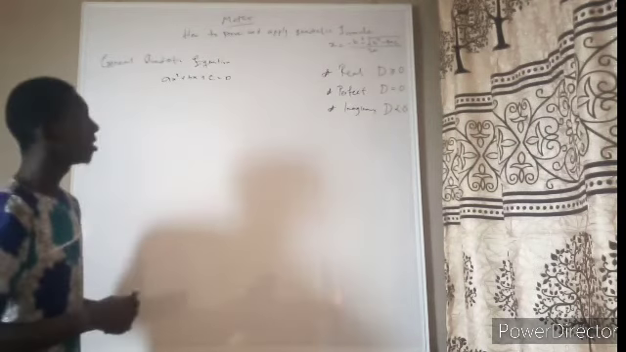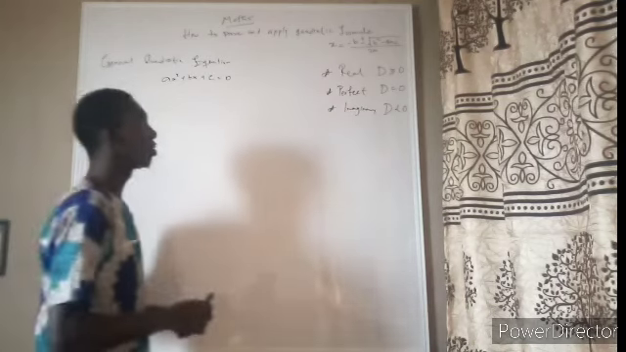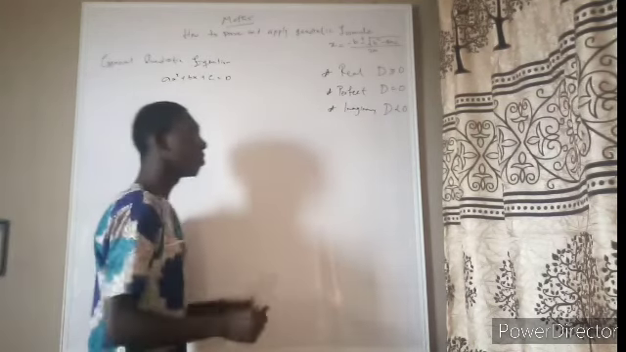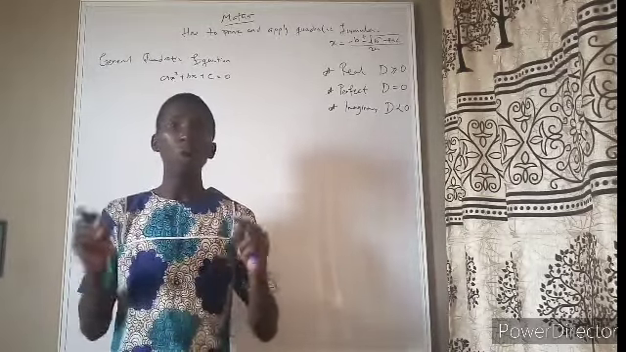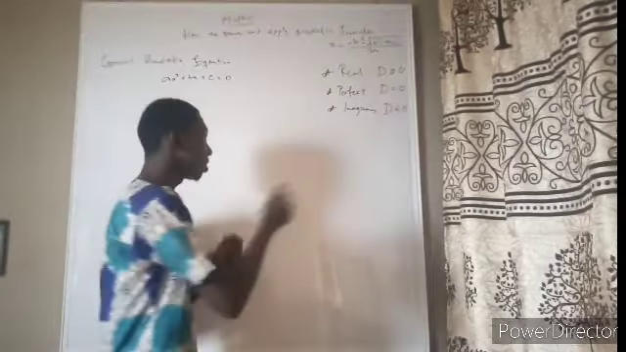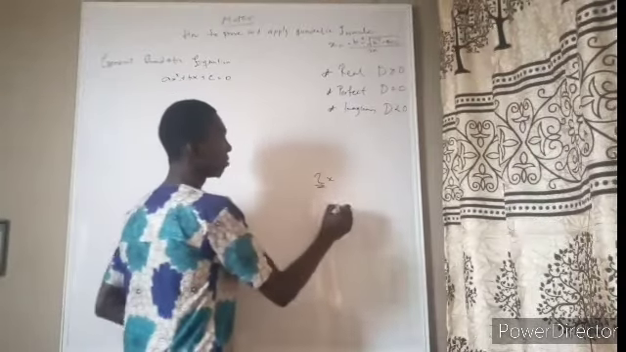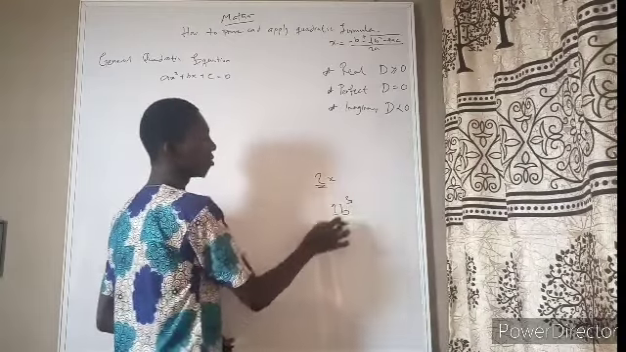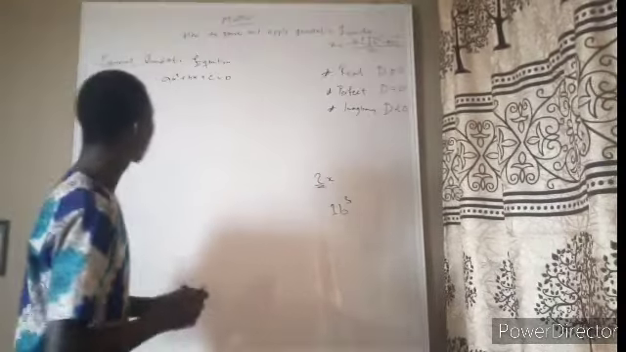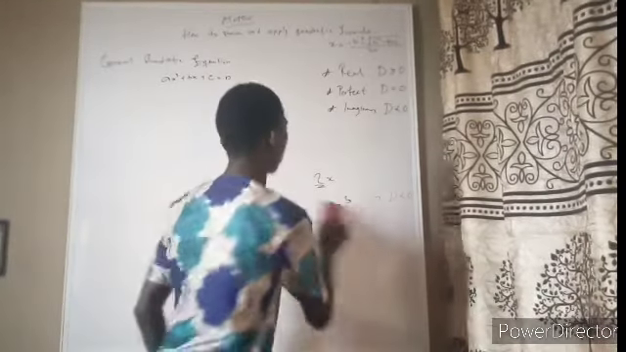The first rule states that we make the coefficient of x squared equal to 1. What do you mean by coefficient? Coefficient is the number behind an unknown variable. For instance, if you are given 2x, this 2 is the coefficient of x. If you are given b cube, there is an invisible 1 here. This 1 is the coefficient of b cube. So in this case, we have to make the coefficient of x squared equal to 1.